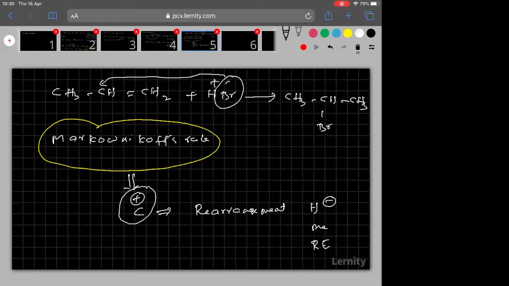So please copy it quickly. Whenever the alkene is unsymmetrical, follow Markovnikov's rule. And in Markovnikov addition, as I mentioned here, carbocation is the intermediate. Whenever carbocation is the intermediate, there is a possibility of rearrangement.